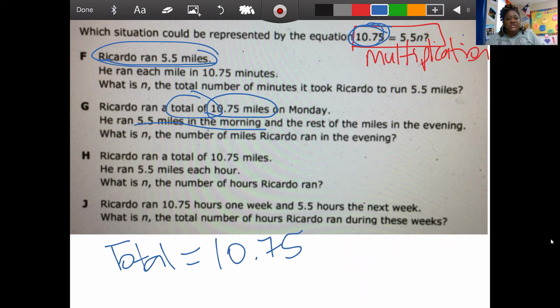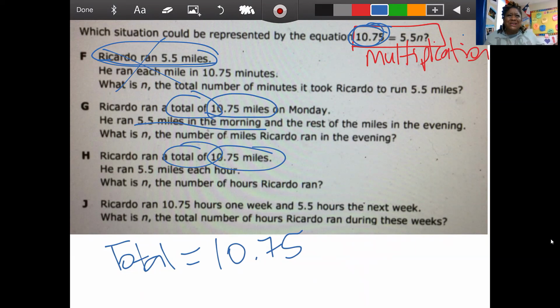H, Ricardo ran a total of 10.75 miles. First of all, I got to cross this one off. My miles, my total adds up. Let's see if it's multiplication. He ran 5.5 miles each hour. Each hour. I don't know. Keep going. Ricardo ran 10.7 hours 1 week and 5.5 hours the next week.